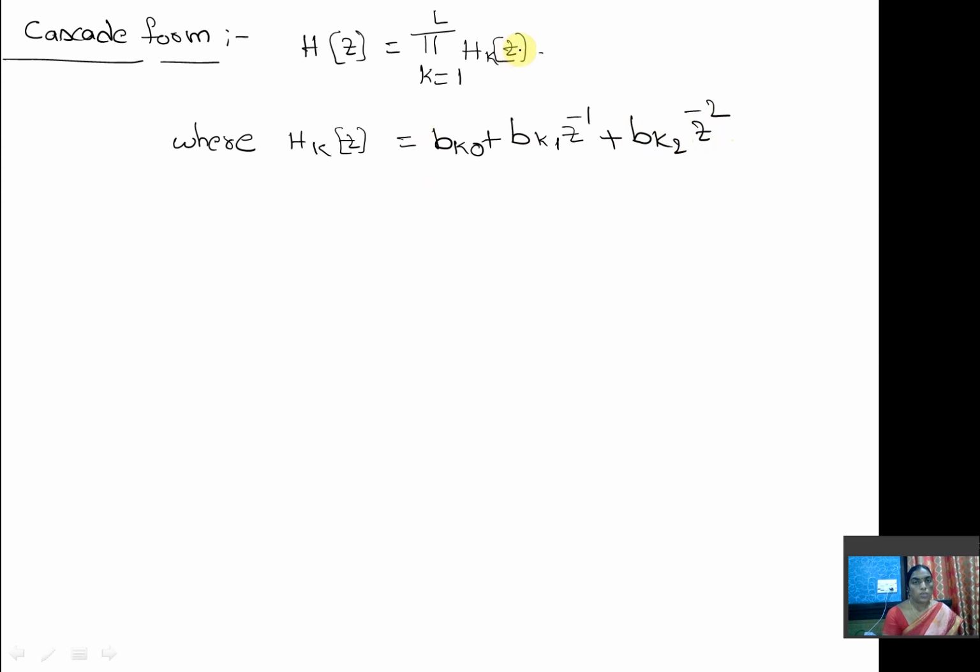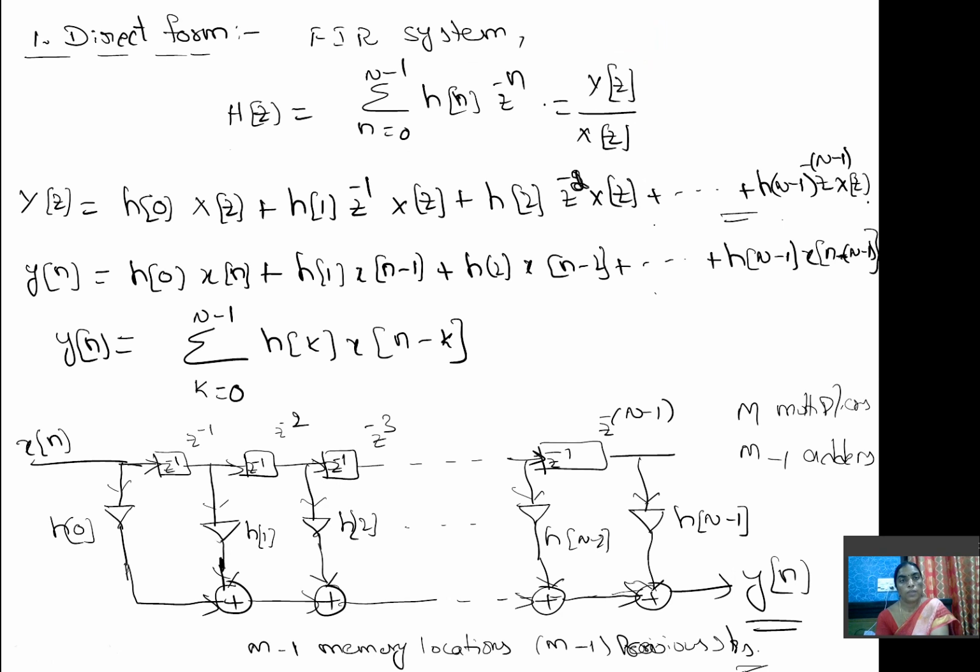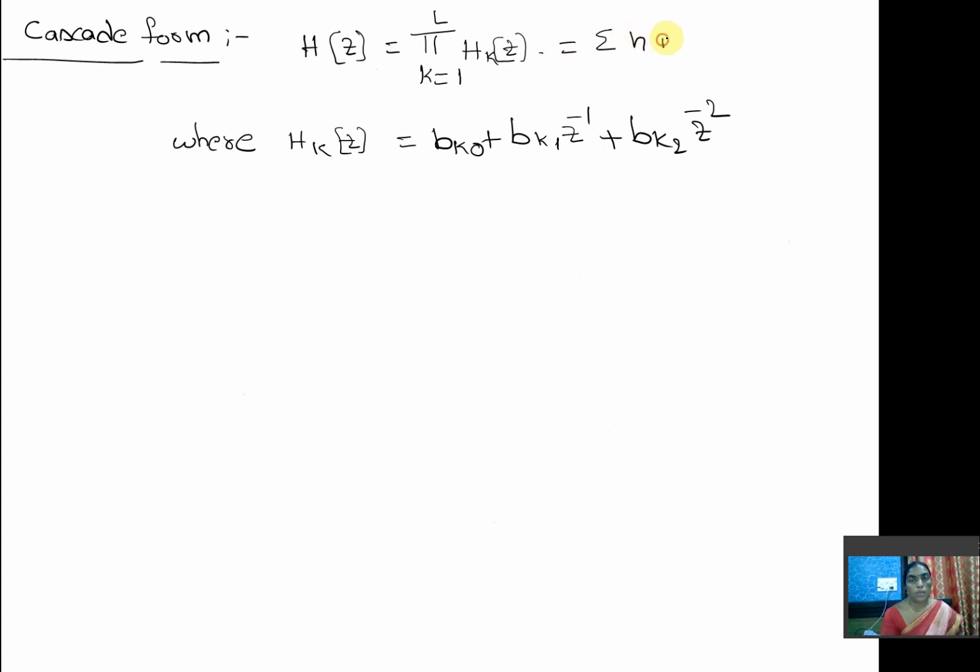Okay. So generally H of z for the FIR system is the summation, already given in direct form. What is that? Summation from 0 to N minus 1 of h of k x of n minus k gives y of n. And then the transfer function H of z is the summation of h of n z power minus n, where n is equal to 0 to N minus 1.